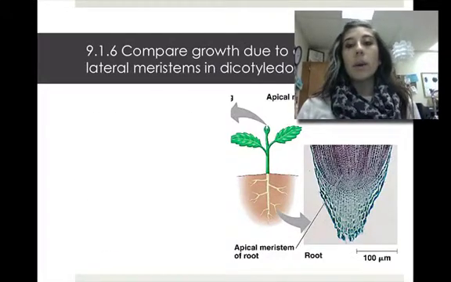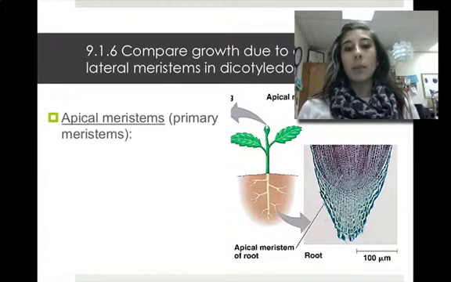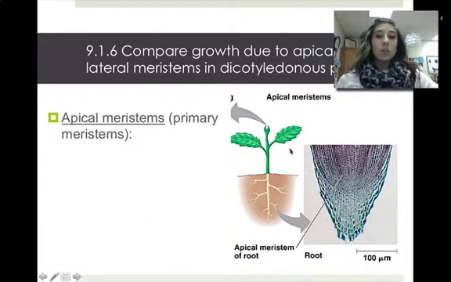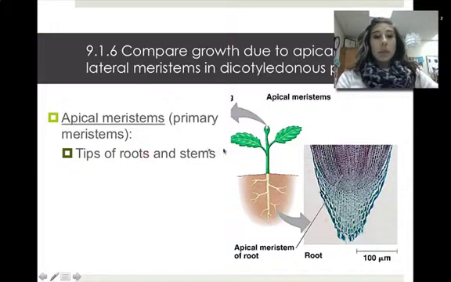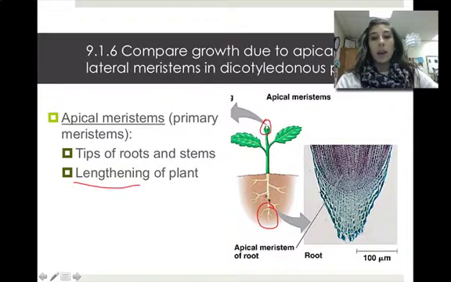So now we want to compare apical and lateral. Let's start with looking at what apical meristems are. Apical meristems are going to be located in the roots and the shoots, and we call these our primary meristems. So that's the shoot, and the root, down here. This type of growth is going to lengthen our plant. And you can recognize that because it's in the root. It's at the top and the bottom, so we have two directions to go. We can go up or down.